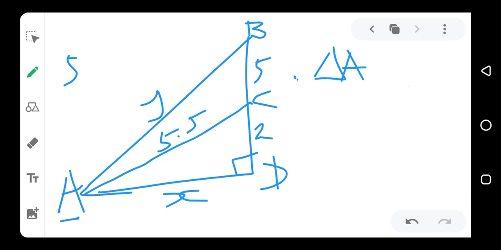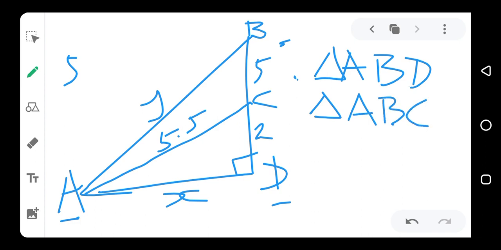Triangle ABD. Now you have triangle ACB, ABC, and you have triangle ACD. Now, among all these triangles, which ones are right-angled triangles? Triangle ABD, which is the main triangle, has a perpendicular sign there, which means that it is a right-angled triangle.